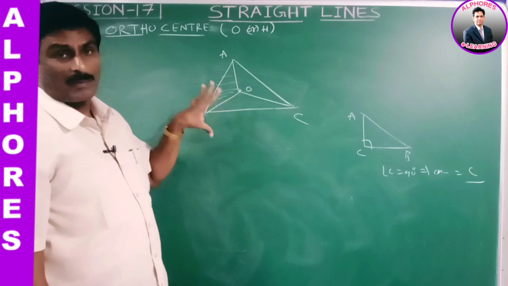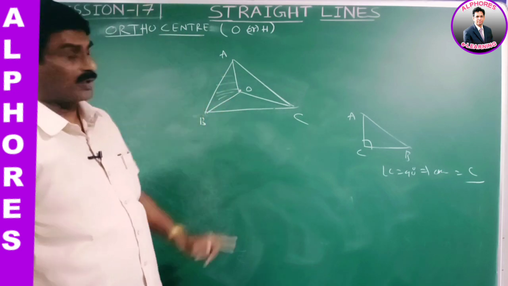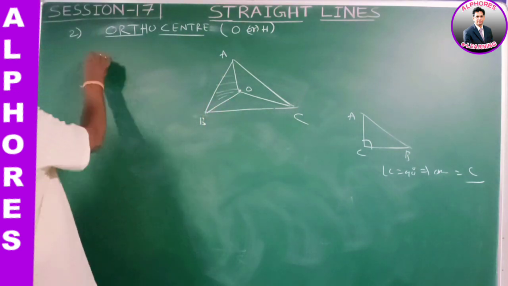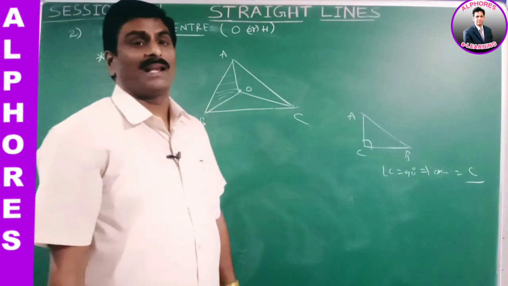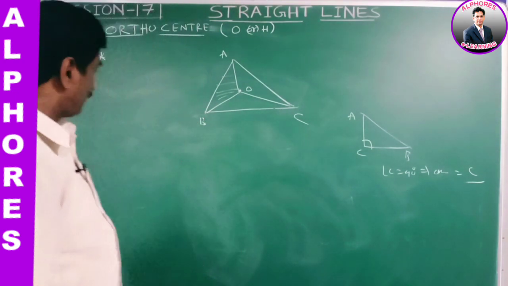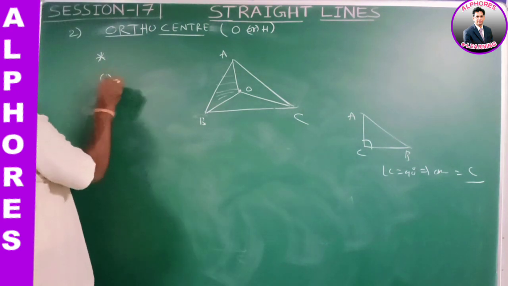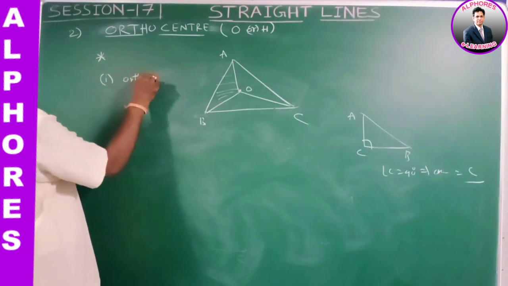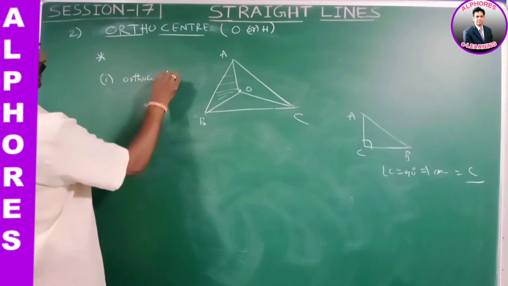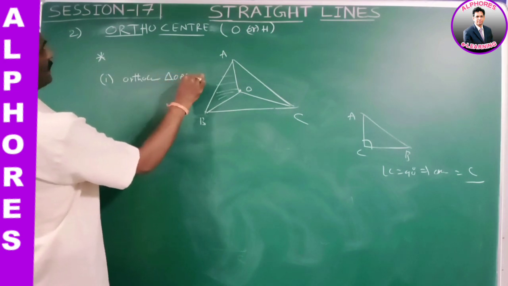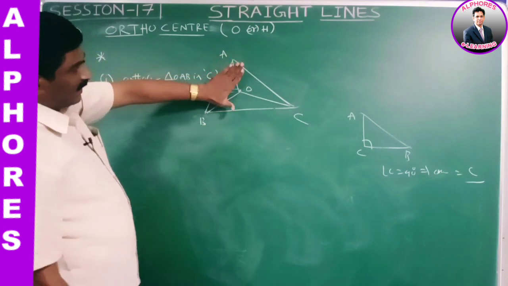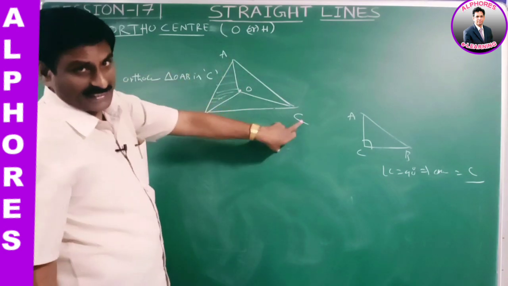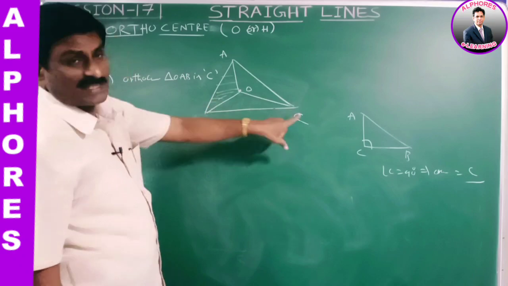Already we discussed these points in the coordinate system. Please note this point. Let O be the orthocenter of triangle ABC. Then, first point, the orthocenter of triangle OAB is C. Please observe this value. The remaining vertex is C, so the orthocenter is nothing but C.